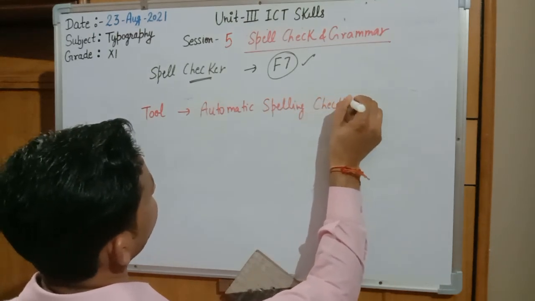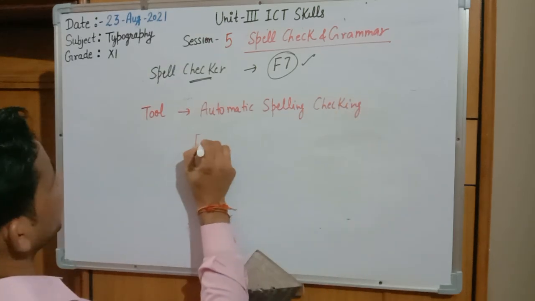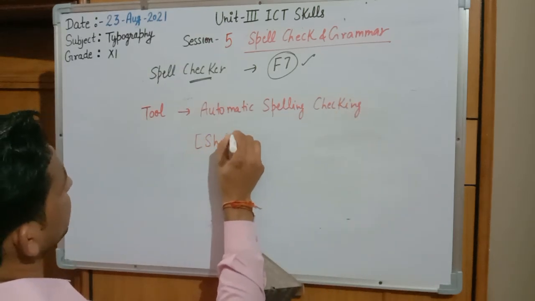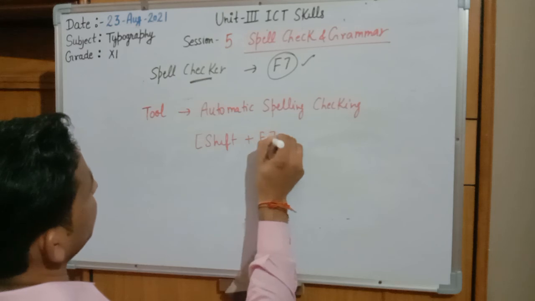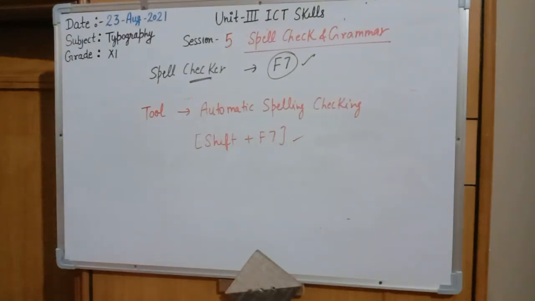And for that we have a shortcut key. The shortcut key that is used is Shift plus F7. It is to operate the autocorrect. So Shift plus F7 is used for the purpose of the autocorrect option. So this is all about your session 5.